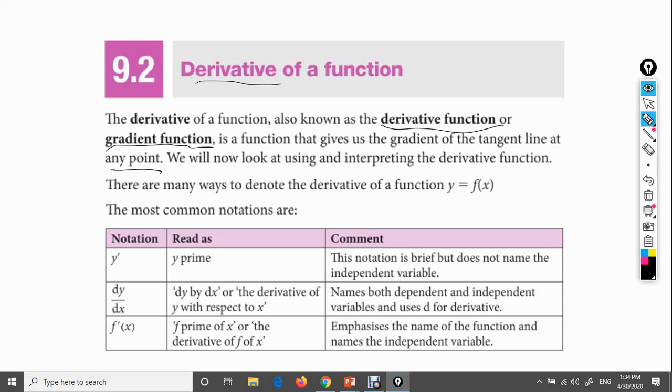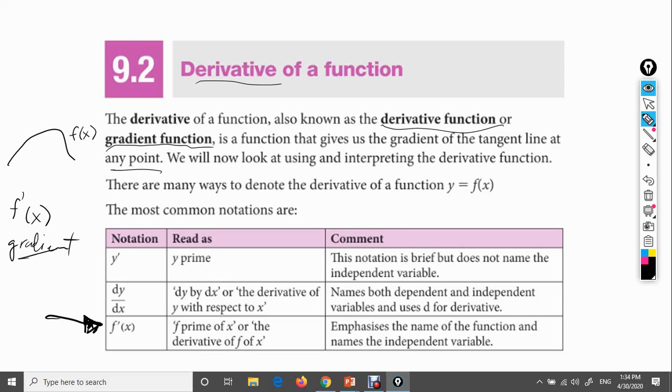That means that if you have a graph, any graph, let's say we have this curve, and this curve is f of x. If you are given or you find the derivative of f of x, which we will symbolize as f prime of x, that's one of the notations that is used to represent derivatives. So the function f prime of x will give us the gradient of f of x at any point.